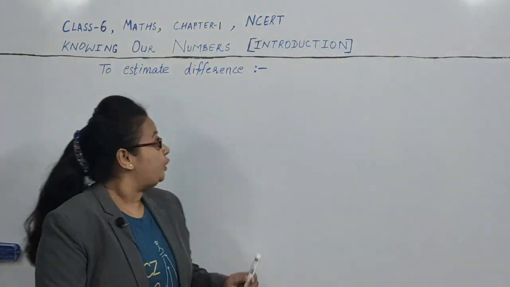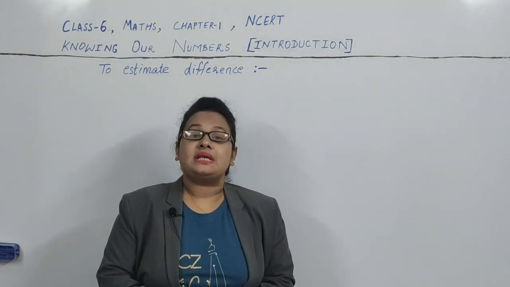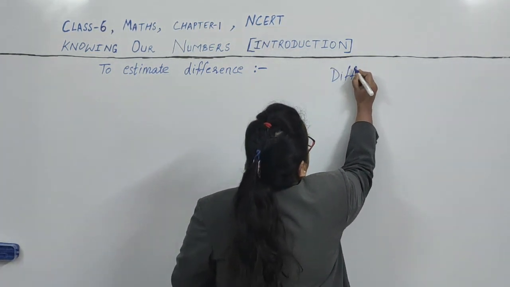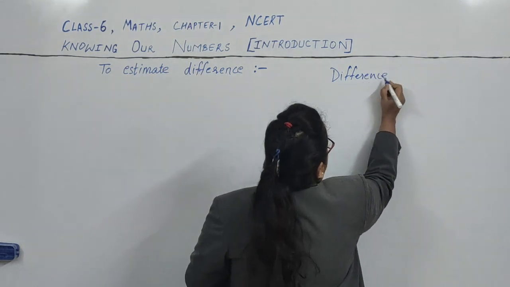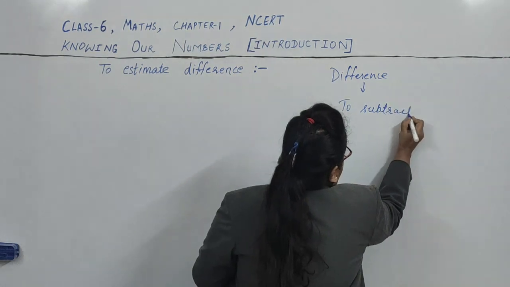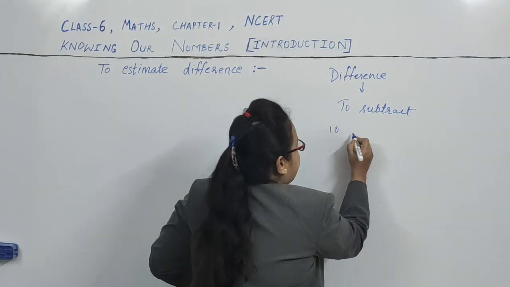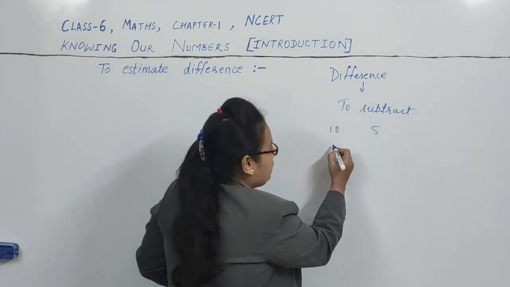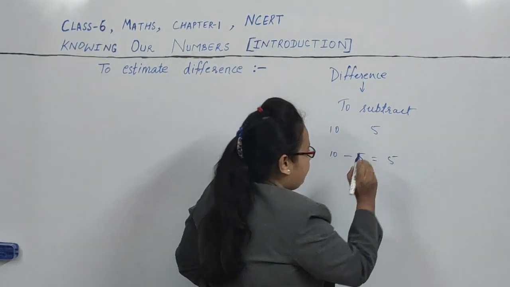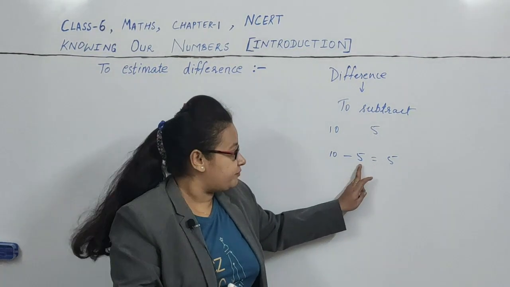Now let us learn to estimate difference. Difference means what? Difference means to subtract. If you are asked what is the difference between 10 and 5, it means we have to subtract 5 from 10. This gives 10 minus 5 is 5. So the difference between 10 and 5 is 5.